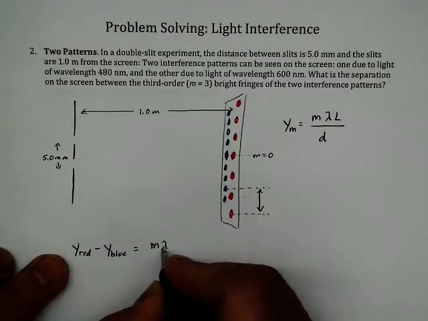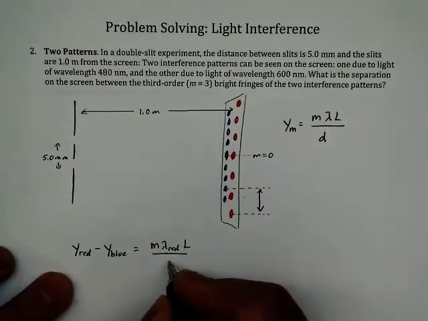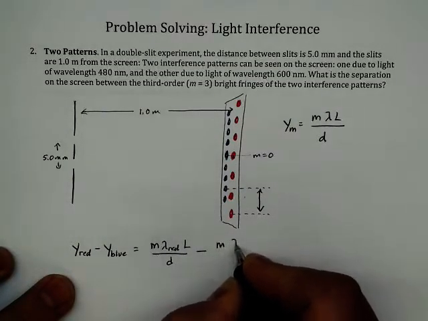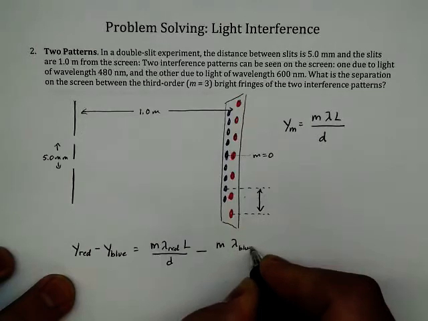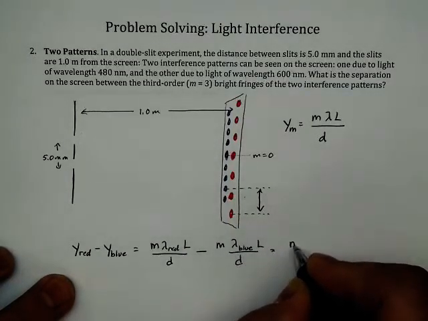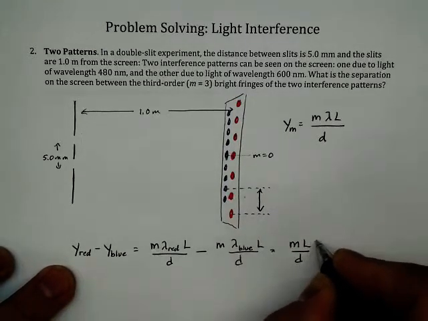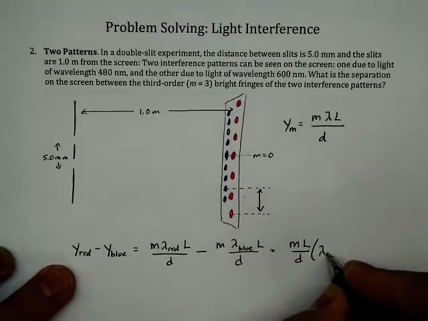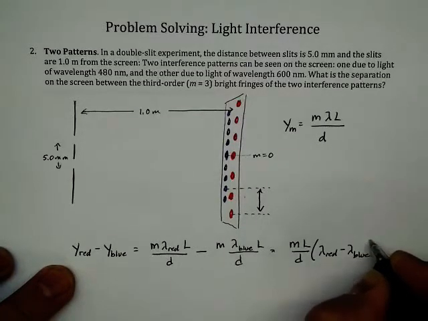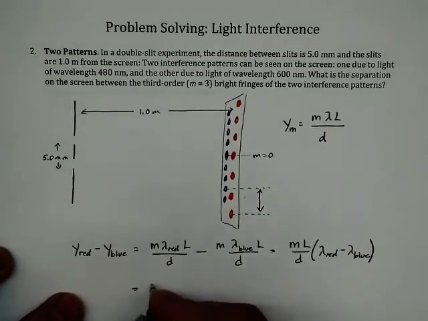So that's going to be m times the lambda that is red over the length divided by that distance, minus m times the wavelength that is blue, L over D, and we can simplify that a little bit because m's going to be the same. It's 3 for both. L's the same. D's the same. The only thing that's different here are the wavelengths. And now we just need to plug in.